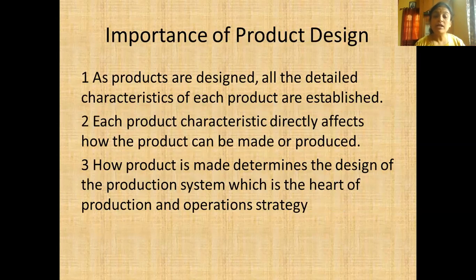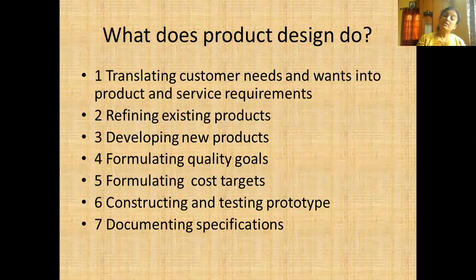That refers to production design. And then comes the importance of product design. What is the significance of product design? As products are designed, all the detailed characteristics of each product are established. Each product characteristic directly affects how the product can be made or produced. And how the product is made determines the design of the production system, which is the heart of production and operations strategy. What does product design do? What is the use of it?